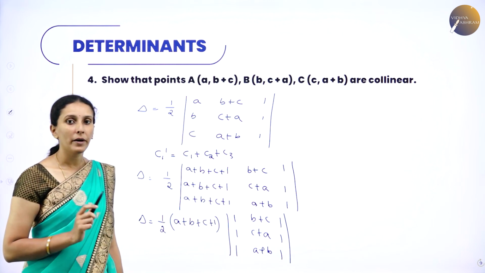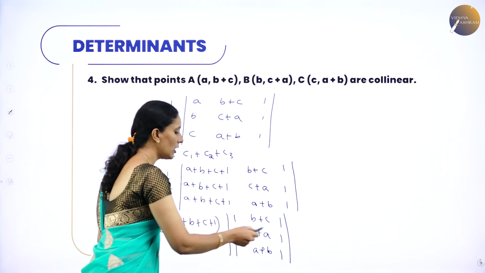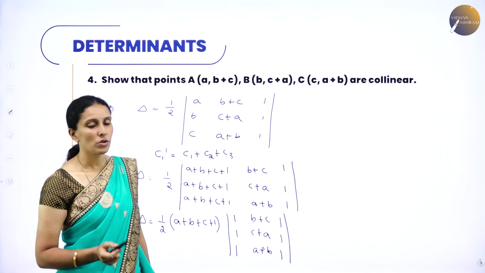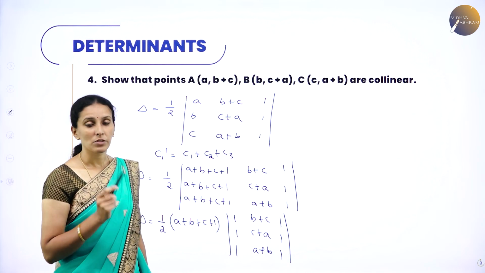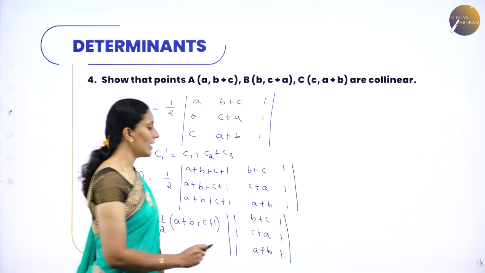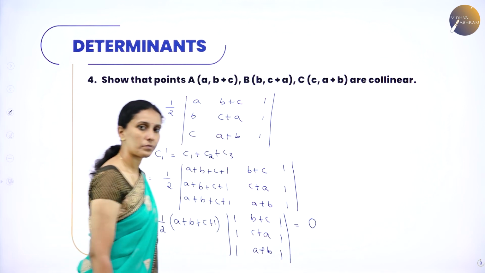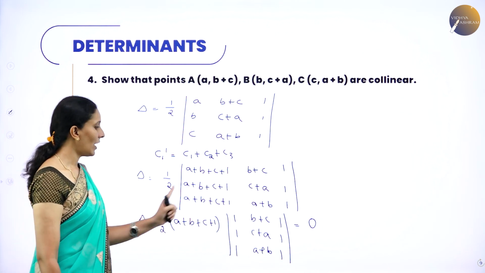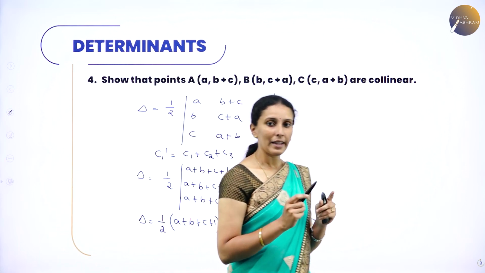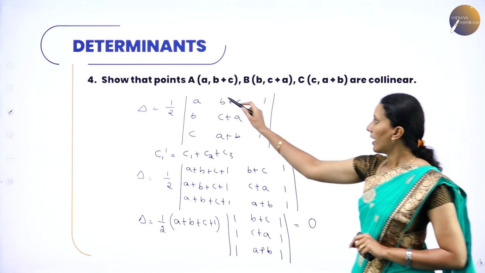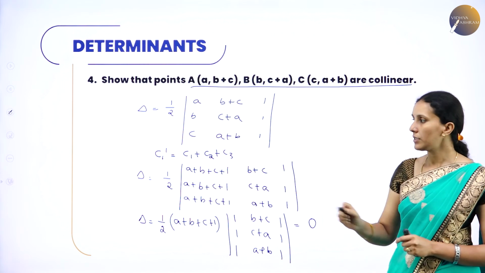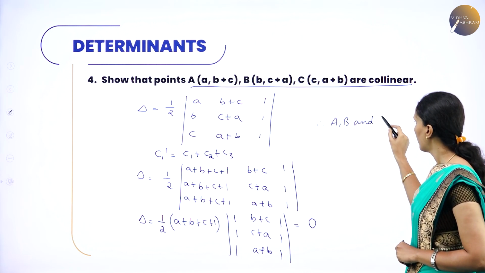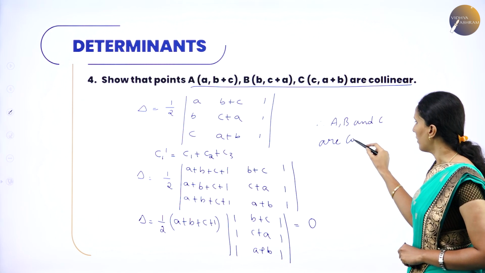Now again, using the properties of determinants, whenever any two columns are identical, that means any two columns have the same values or any two rows have the same values, the value of the determinant becomes 0. So therefore, clearly I can write this value as 0. Since the determinant value is 0, 0 into anything becomes 0. Therefore, if delta is 0, what can I consider here? I can clearly say that the points are collinear. So, just conclude: therefore, A, B and C are collinear.